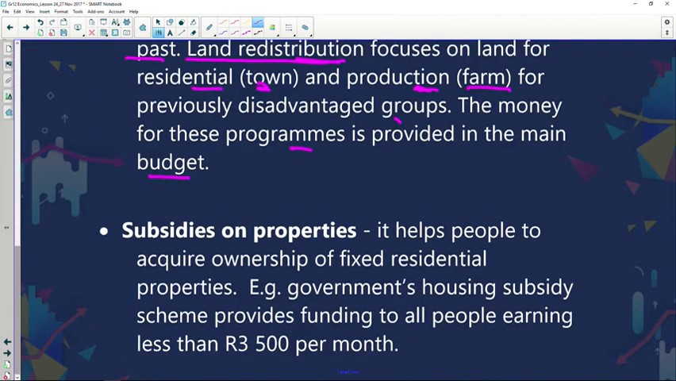And then also the subsidies on properties is another instrument that is used under the fiscal policy. It helps people to acquire ownership of fixed residential properties. For example, the government's housing subsidy scheme providing funding to all the people earning less than 3,500 Rand per month, okay? Because we know that the ownership of property has become something that's very important in today's time, because property is seen as an asset that does not depreciate but appreciates over time.